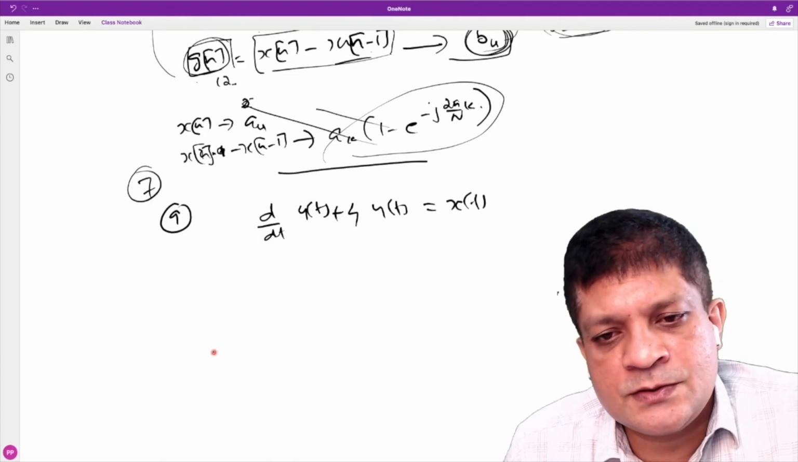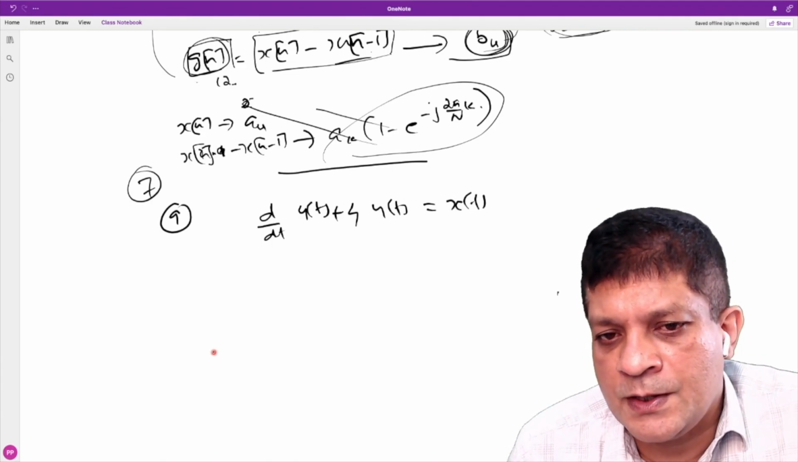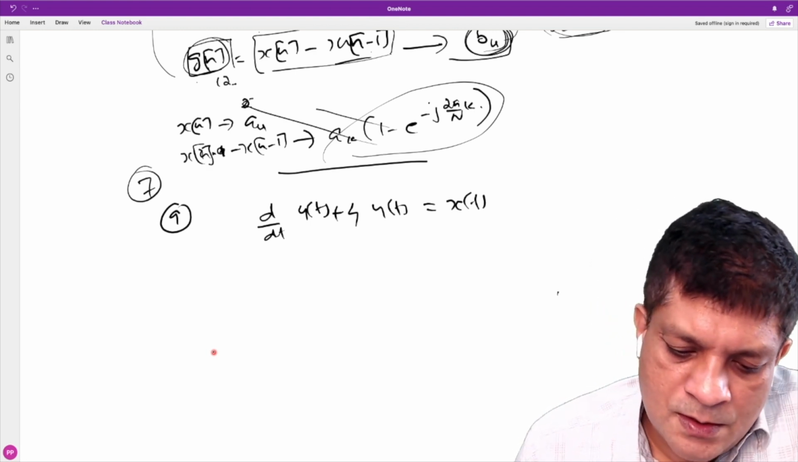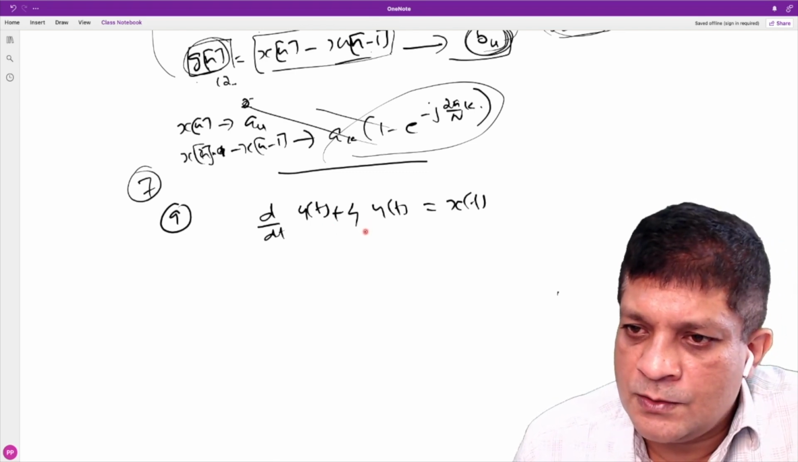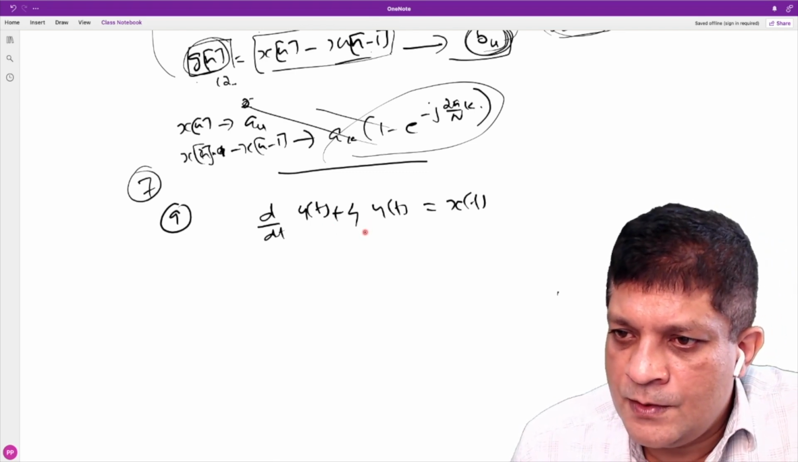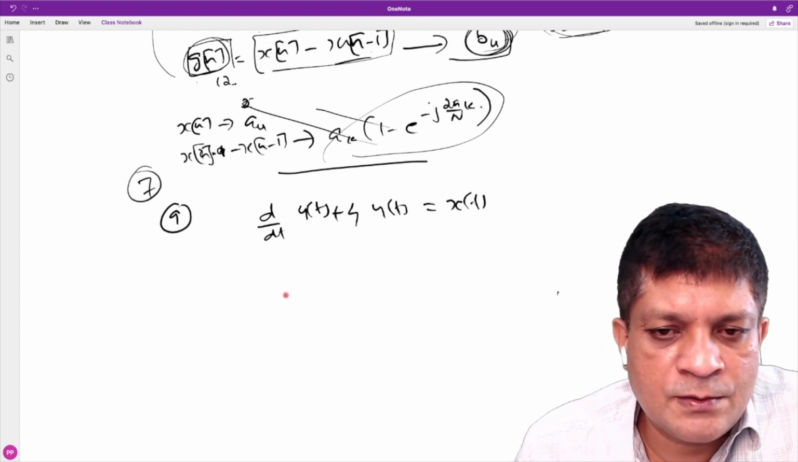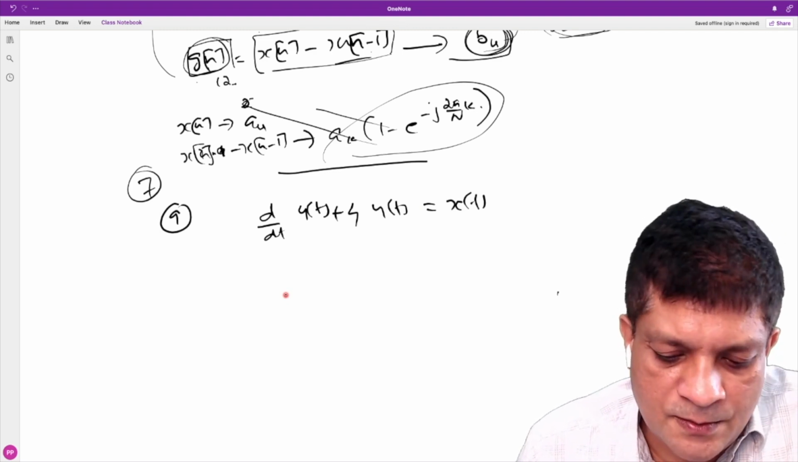We have a linear time invariant system governed by a differential equation. That governing differential equation is given. It's a causal LTI system. The system is given and an input signal is given. You have to find the output signal, the Fourier series representation of the output signal.